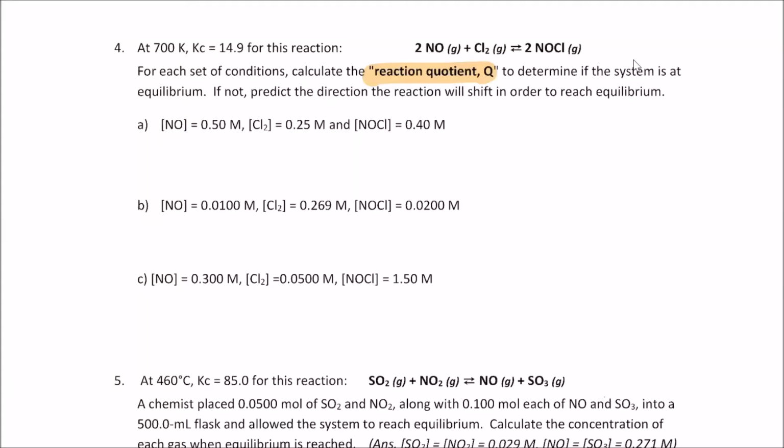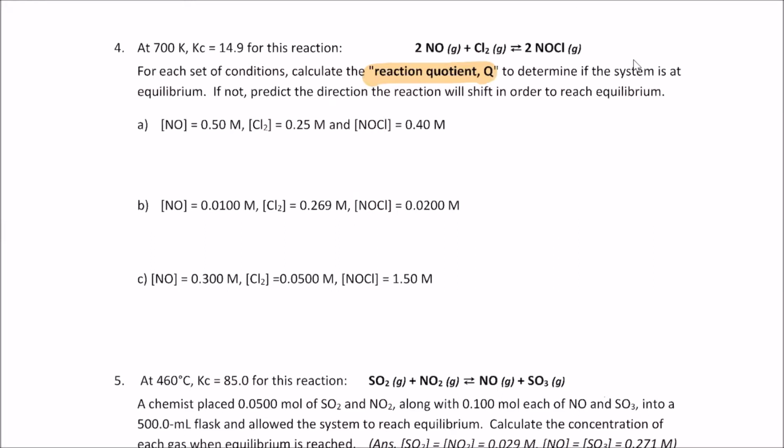So in this question, we're going to get introduced to the reaction quotient. The reaction quotient is calculated in the same way that you would calculate a Kc value. So the Kc expression is used to calculate Kc, but it's also used to calculate something called the reaction quotient. How can it be used to calculate something different?